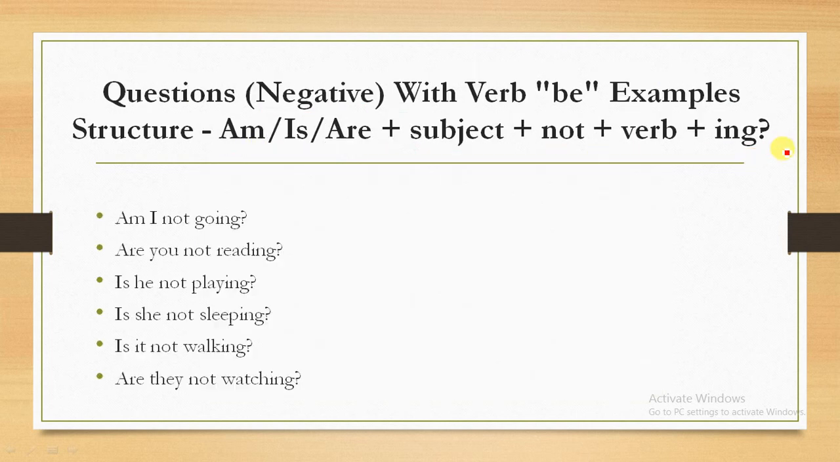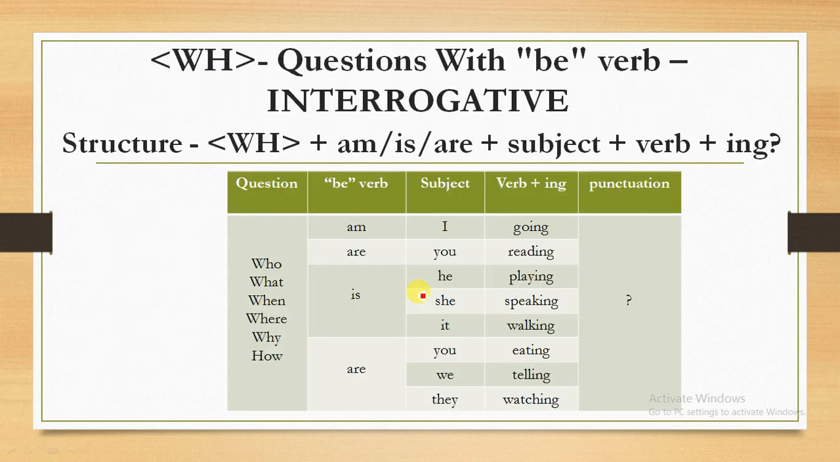So we can create this type of sentence with the help of this structure. Right now we will go through some examples. Am I not going, are you not reading, is he not playing, is she not sleeping, is it not walking, are they not watching. Okay, so let's move towards the next slide.